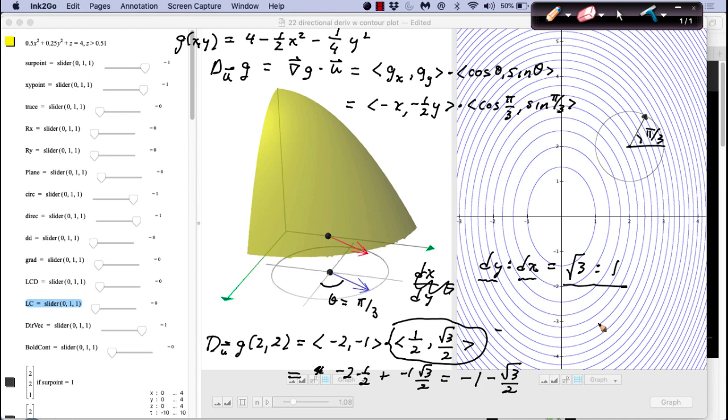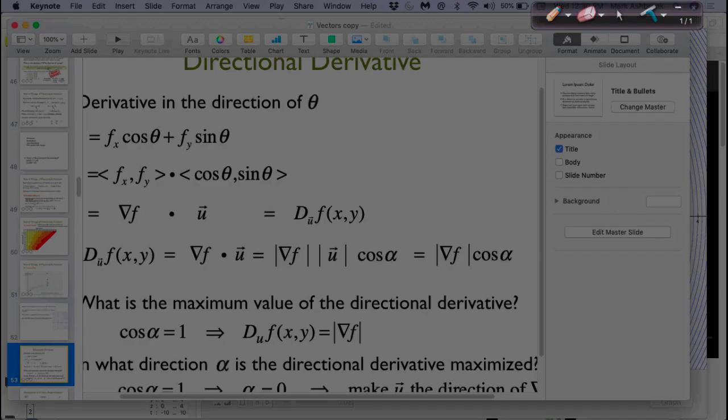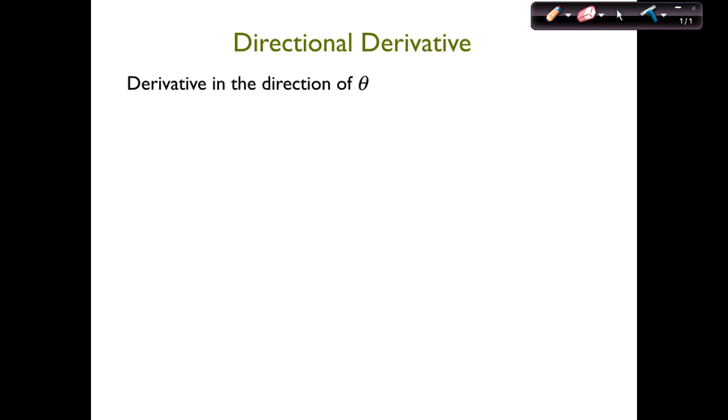Okay, so let's take this conversation a step further. Any questions on that example? Okay, so this is the directional derivative. Derivative in the direction of theta is the partial of x times cosine, partial of y times sine. That's the dot product. We did all this. And so then that's the gradient of whatever our function is, dot this unit vector.